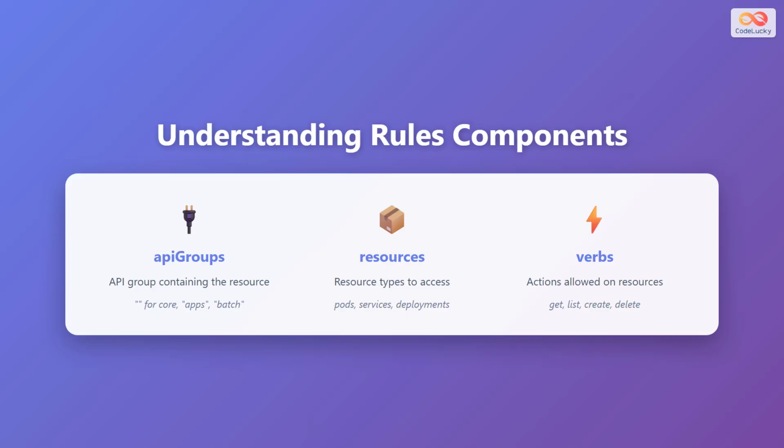Rules are made up of three key components. First, API groups specify which API group contains the resource you want to access. An empty string refers to the core API group, while others include apps or batch. Second, resources define the resource types like pods, services, or deployments. Third, verbs specify the actions allowed, such as get, list, create, or delete.